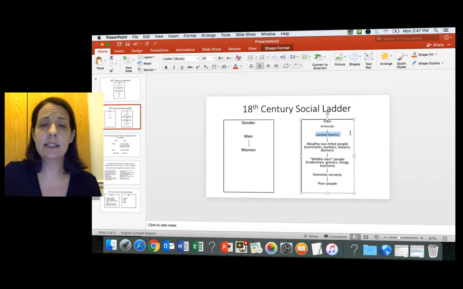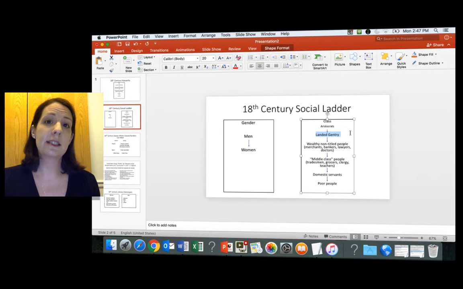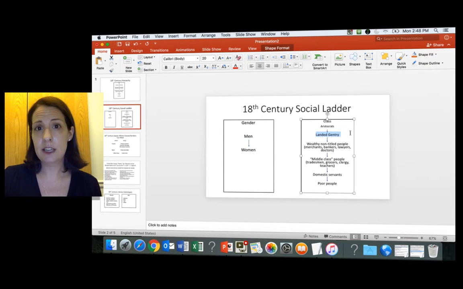Next on the list are landed gentry. Landed gentry also have family histories, but they're not as long as aristocrats. They also have titles, but they're not as socially high as those of aristocrats. And they may have been conferred more recently. And finally, landed gentry members do have land. They don't have as much as aristocrats.